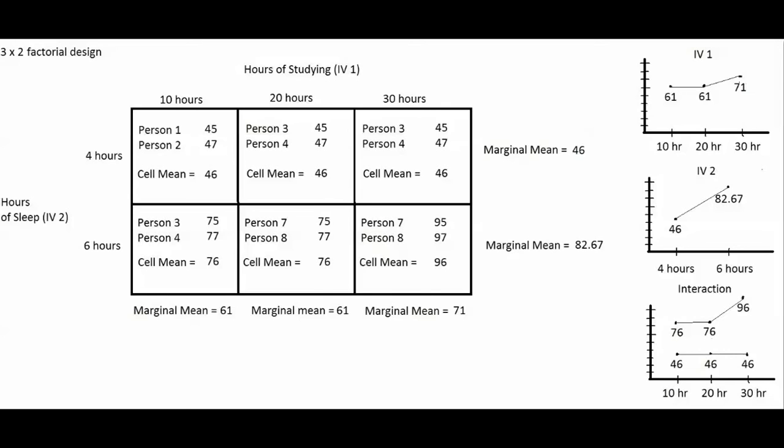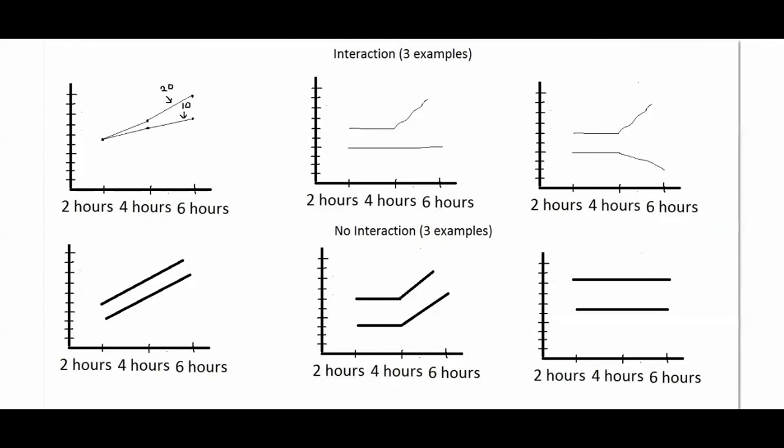Let's look at another example. Well, that was my last example, actually. So here, we just have a summary of some different types of outcomes.